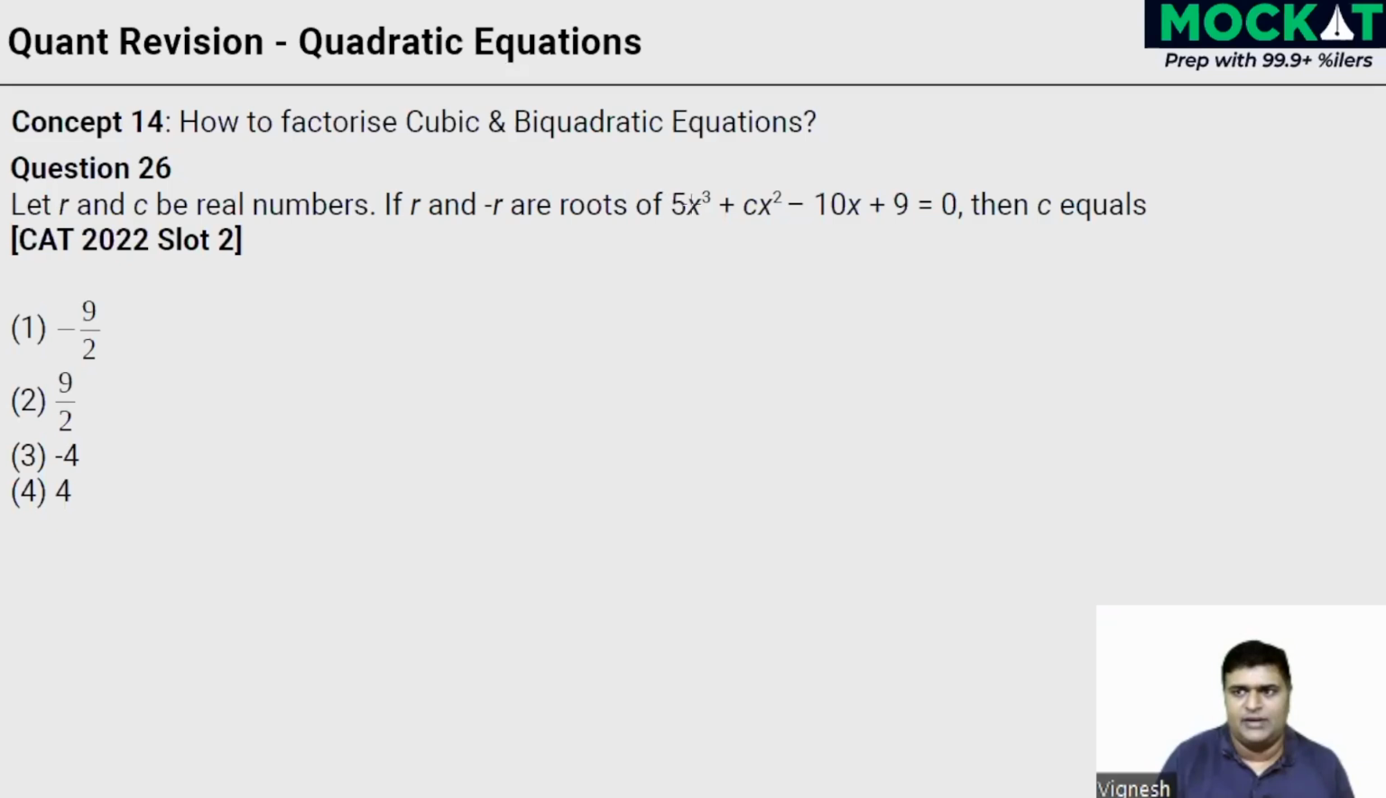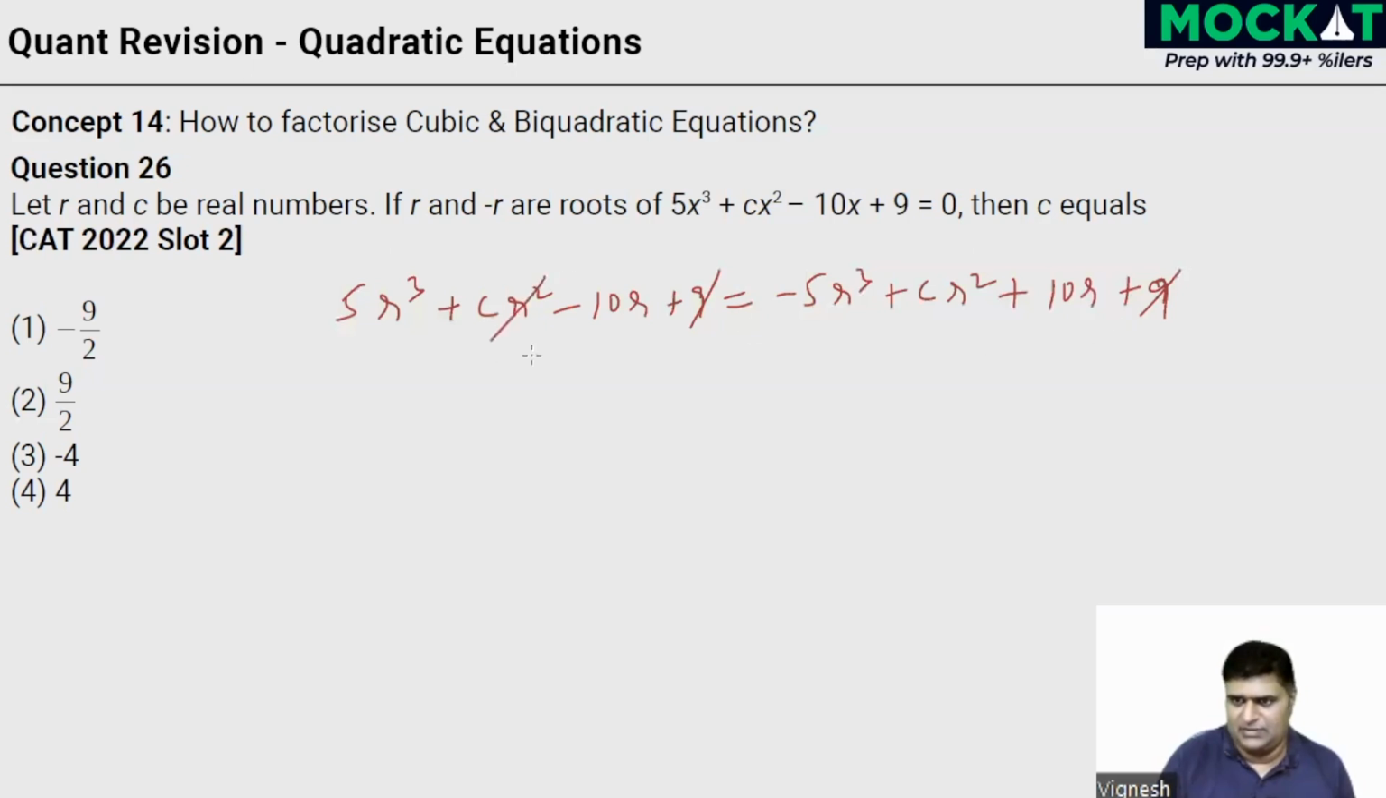Plug in R. What are you getting? 5R cube plus CR square and all. If you plug in minus R, it's becoming minus 5R cube. So put in R over here, you get 5R cube plus CR square minus 10R plus 9 equals, if you put minus R, it's minus 5R cube. Minus R whole square is R square only plus CR square. Minus 10 into minus R is plus 10R. And then plus 9, right? So plus 9 is cancelled.